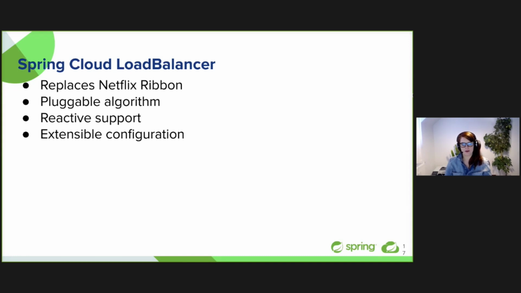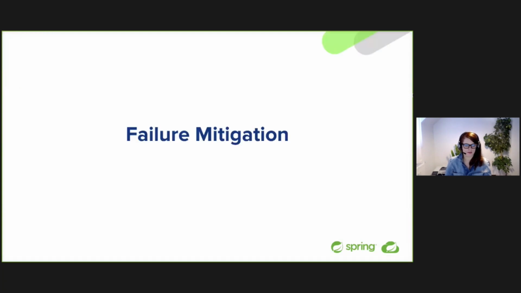And then we provide a pluggable algorithm, so you can change service instance list suppliers that provide these pre-filtered sets of instances. And then you can also change the actual instance selection algorithm. For example, you can write your own and plug it there. And we provide easy-to-use builders. And we also provide reactive support. So actually, we support both RestTemplate, the load-balanced RestTemplate, but we also support load-balanced WebClient builders. And we also provide extensible configuration for that.